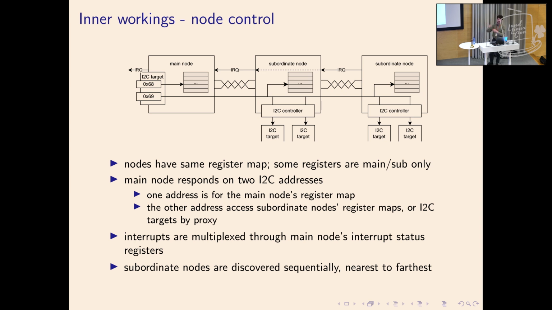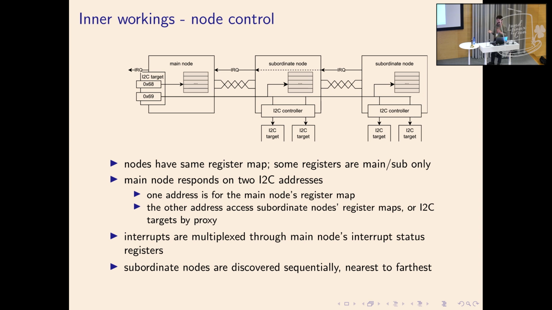And the question is how to actually communicate between the host and these subordinate nodes, because there's no direct I2C link. And the way it's done basically is that ADI say, okay, all of these nodes pretty much have the same register map. If you access through the first address, you're just going to talk with the main node register map. If you go through the secondary address, then depending on some registers that you have set up in the main node and possibly the subordinate node, you're going to access, by proxy, the register map of the subordinate node, or possibly one of the peripherals behind one of the subordinate nodes' I2C controllers.